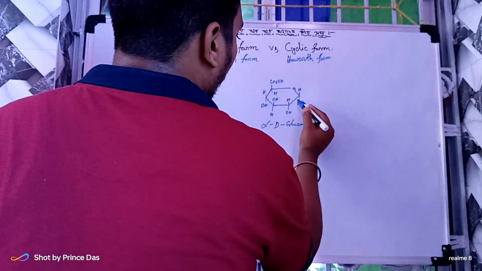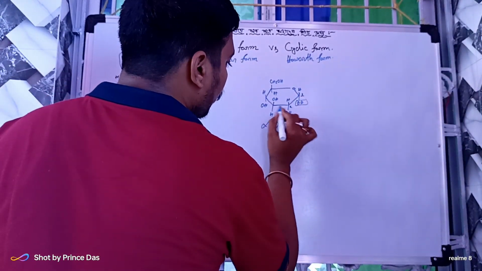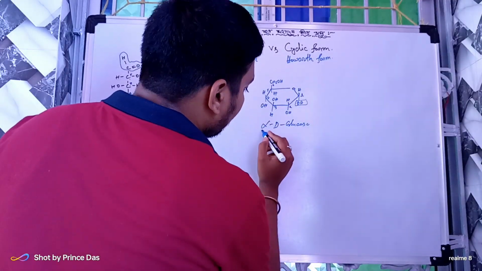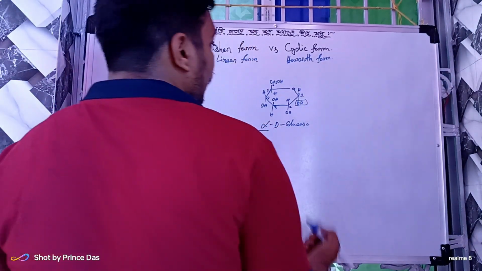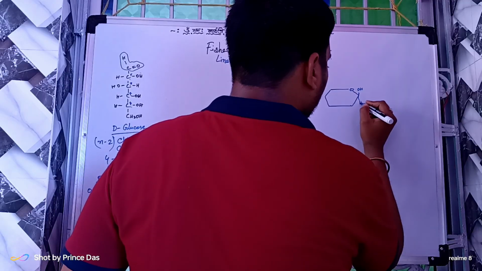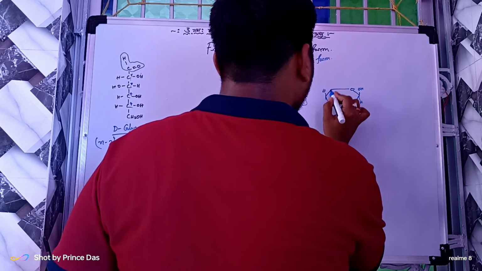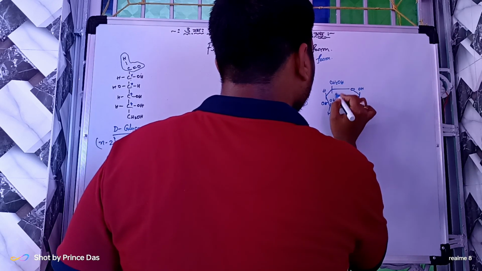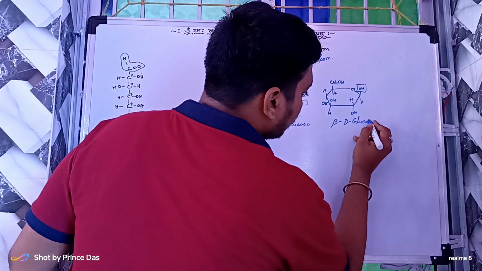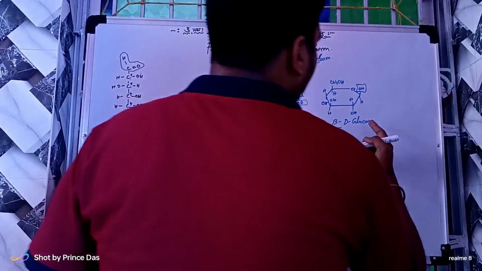So it is alpha D-glucose because the OH is in the down portion. If the OH is in the down portion on carbon 1, this is 1, 2, 3, 4, 5, 6, then it is alpha D-glucose. If the OH is in the upper portion like this, it will be beta D-glucose. So what is the difference between alpha D-glucose and beta D-glucose? In alpha the OH is in the down portion, and in beta the OH is in the upper portion.